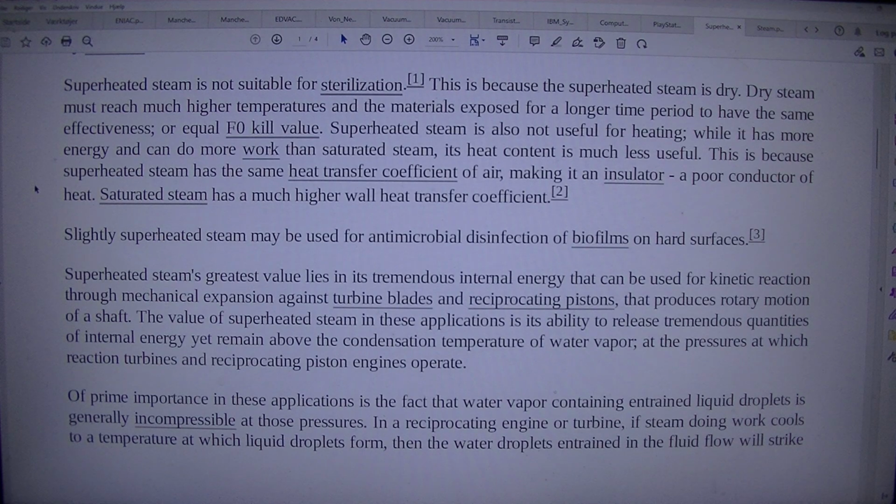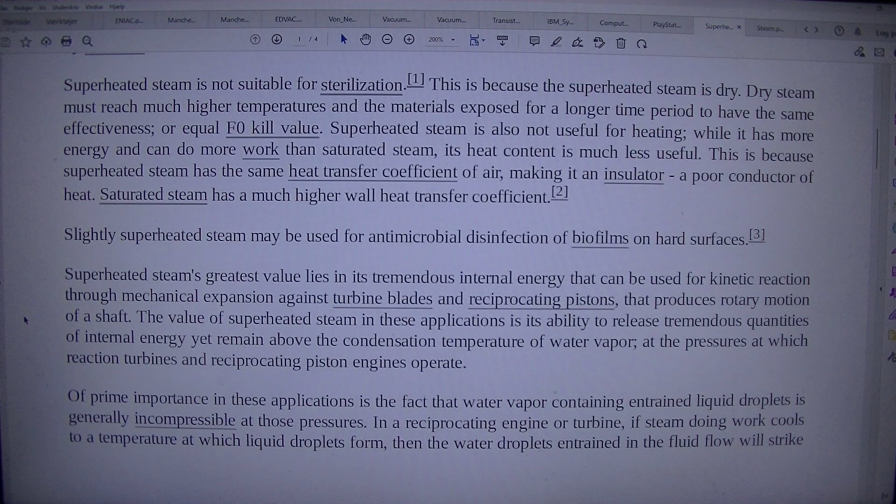2. Slightly superheated steam may be used for antimicrobial disinfection of biofilms on hard surfaces. 3. Superheated steam's greatest value lies in its tremendous internal energy that can be used for kinetic reaction through mechanical expansion against turbine blades and reciprocating pistons, that produces rotary motion of a shaft. The value of superheated steam in these applications is its ability to release tremendous quantities of internal energy yet remain above the condensation temperature of water vapor, at the pressures at which reaction turbines and reciprocating piston engines operate.